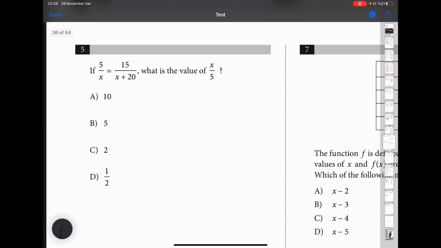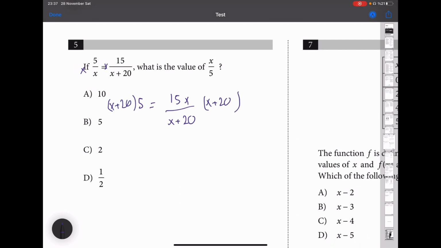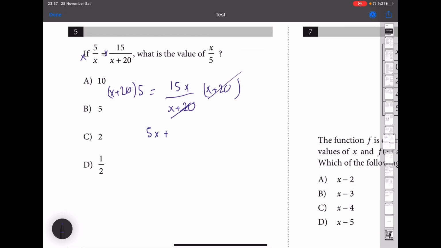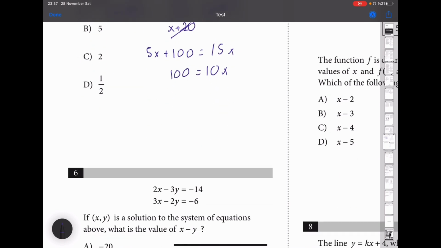Next question. Let's multiply the right hand side and left hand side by x. 5 equals 15, x plus x is 20. Let's multiply by x plus 20. This will cancel out. 5x plus 100 equals 15x. 100 equals 10x. So x is 10.